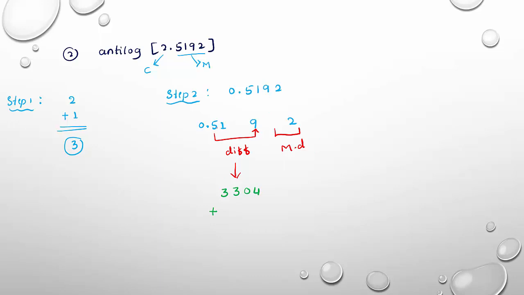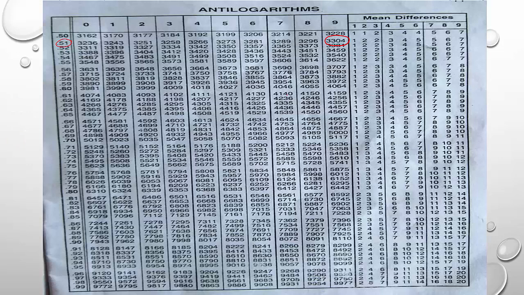We have to observe the same 0.51 in the mean difference column with the help of this log table. So in the mean difference column, here we have to observe 2. Here is the 2. So here we can move in this vertical direction. So this is 0.51 at 2. Again we got the same number 2 here. So these 2 we have to add.